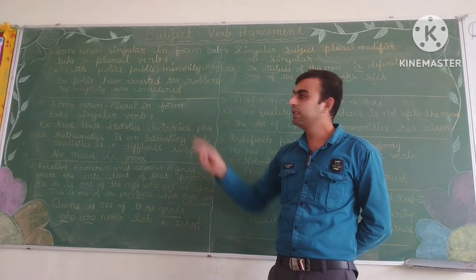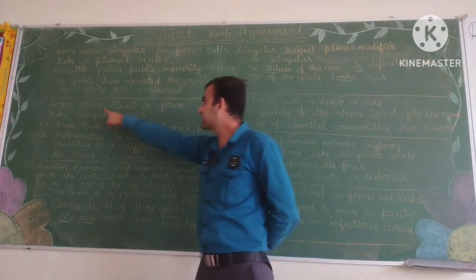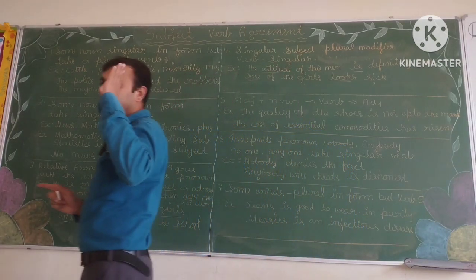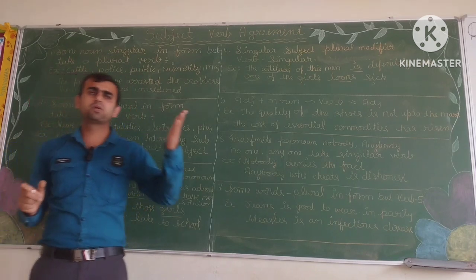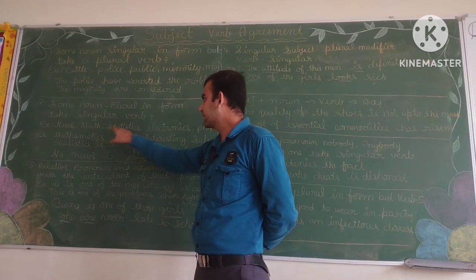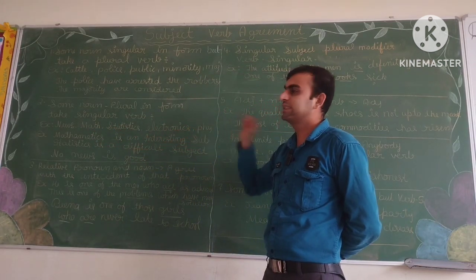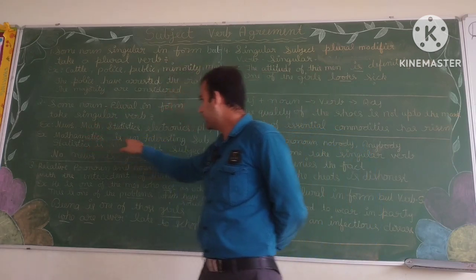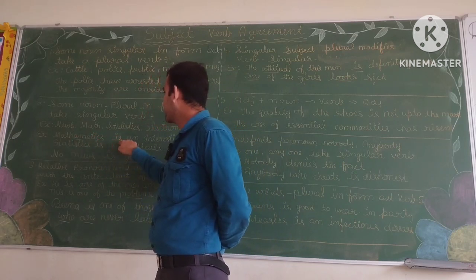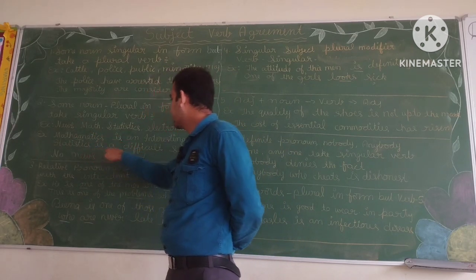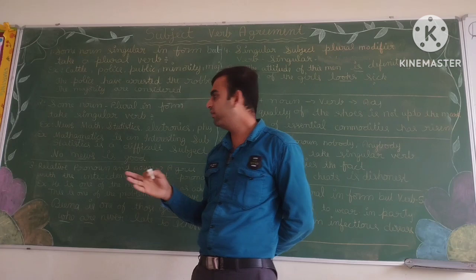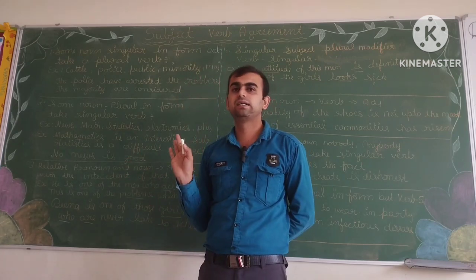Now let us go to the second rule. It is just the opposite of our first rule. That is, some nouns are plural in form but take a singular verb. The noun is plural but the verb must always be singular. Examples: news, mathematics, statistics, electronics, physics. Mathematics is an interesting subject. Mathematics looks like a plural but the verb must be singular. Statistics is a difficult subject. No news is good news. News looks like a plural form but the verb must always be singular.